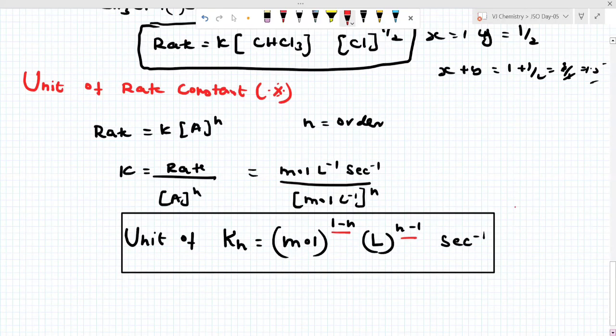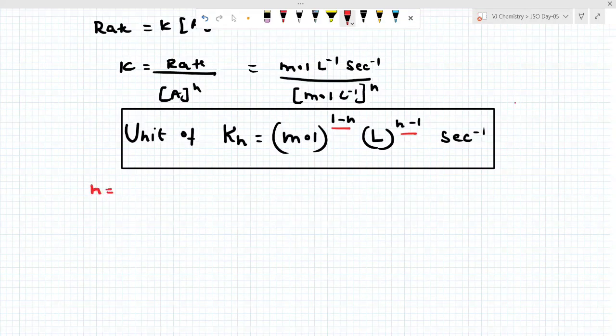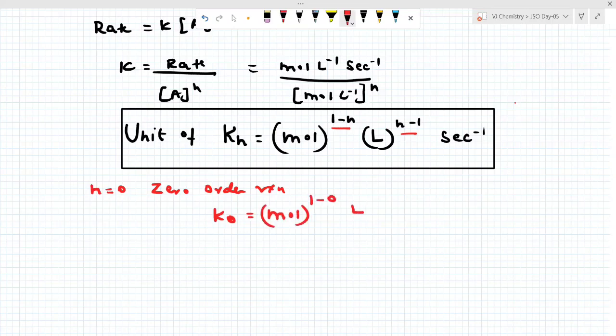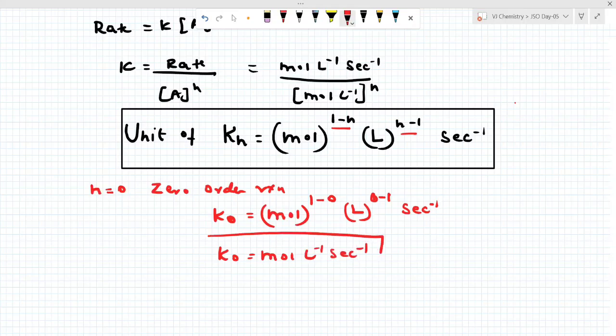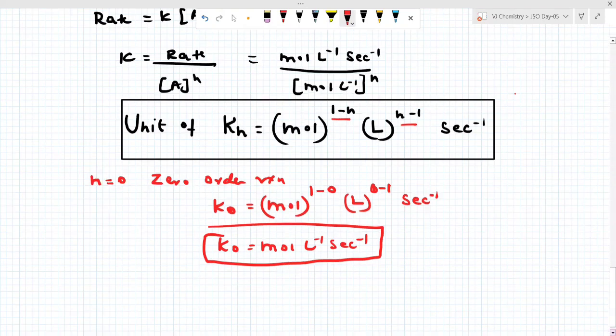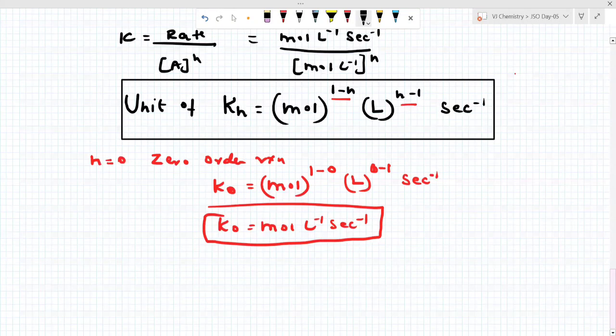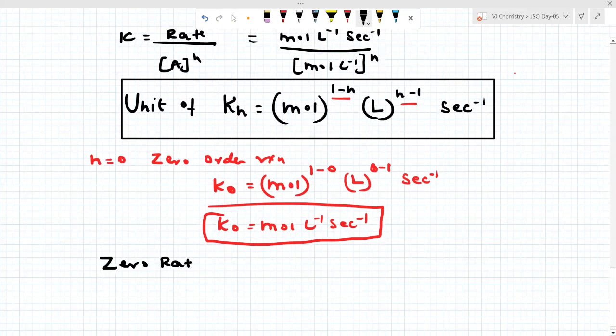Okay, now see, I am going to apply the order of reaction. Put n value equal to 0. It means zero order reaction. Now what is the unit of rate constant for zero order reaction? k zero order, put 0: mole power 1 minus 0, liter power 0 minus 1, second inverse. So the unit is mole per liter per second inverse. Now see, this unit is equal to the rate of reaction, yes or no? Please note, only for zero order, the rate constant unit is equal to the unit of rate of reaction.